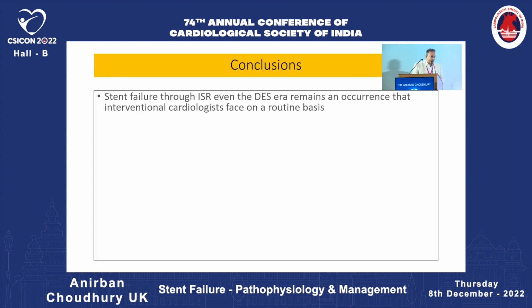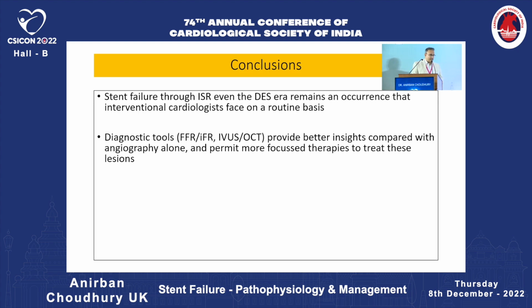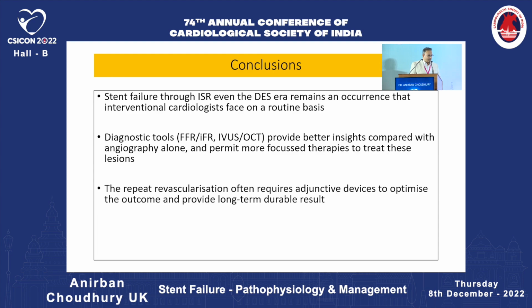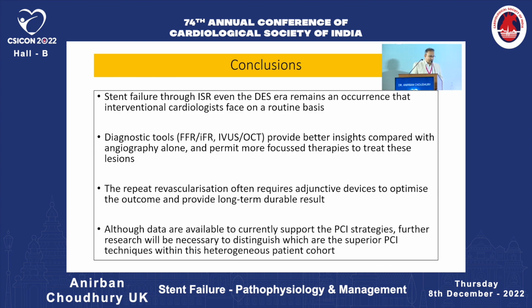So to conclude, despite moving into a DES era, we still see a fair amount of stent failure and increased PCI. This comes more frequently. The diagnostic tools are absolutely imperative to work out exactly why we have a stent failure. And we need at times to use adjunctive devices to try to modify the reason why the stent failures happen in the first place. So despite having a reasonable amount of data, it's still a very heterogeneous group, and we still need further studies to work out exactly how to manage the individual patients. Thank you.